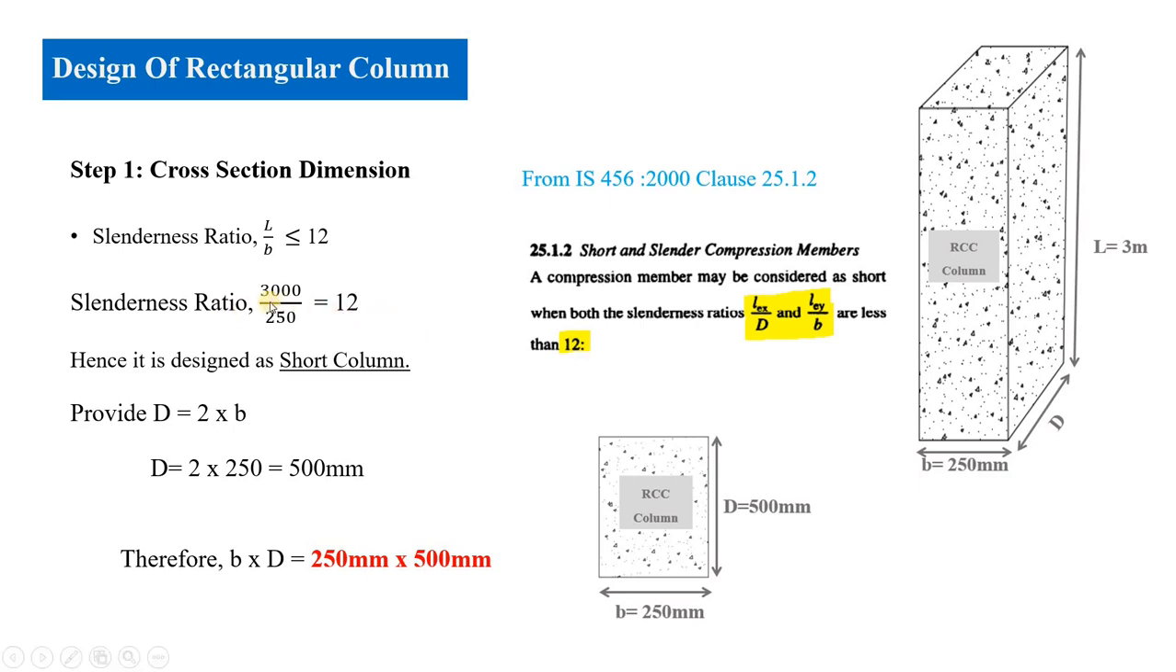Here length of the column is given as 3 meters, so 3000, and B, the width of the column, is 250, they are given. If we substitute these values, we will get slenderness ratio as 12. Hence the column is designed as a short column. Next, let us provide the depth of the column D, which equals 2 times the width of the column, so 2 into 250. Then depth of the column we will get as 500. Therefore the size of column equals 250 mm width by 500 mm depth.